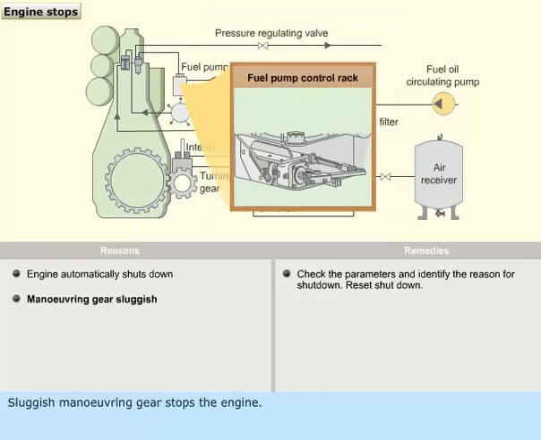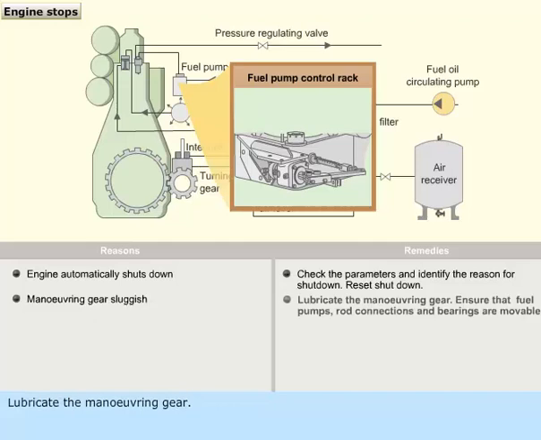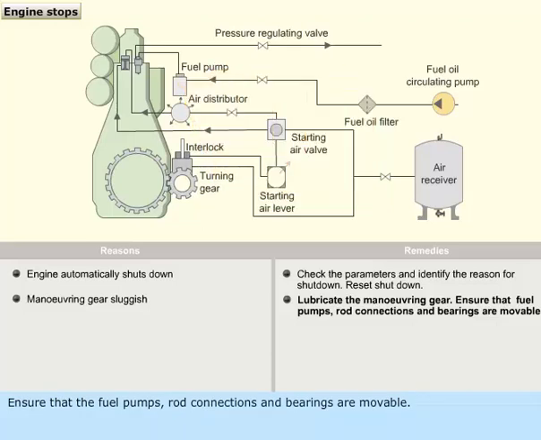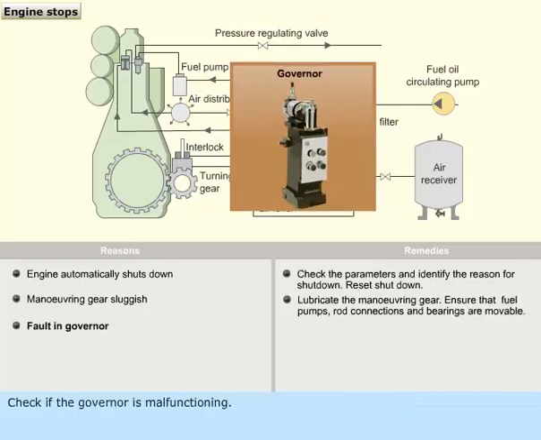Sluggish maneuvering gear stops the engine. Lubricate the maneuvering gear. Ensure that the fuel pumps, rod connections, and bearings are movable. Check if the governor is malfunctioning. Identify and rectify the fault.